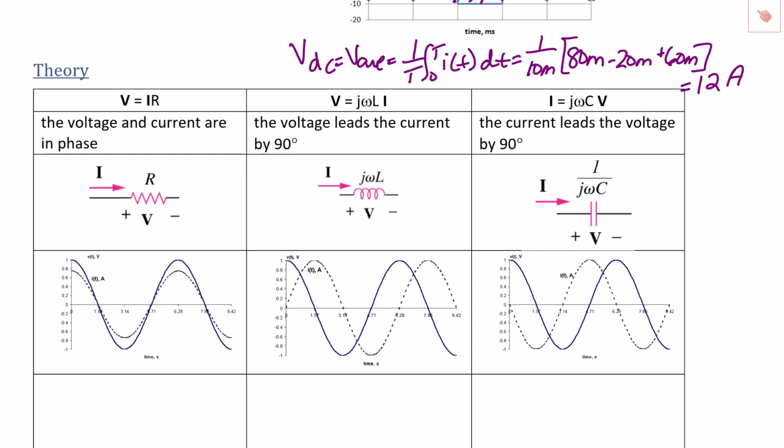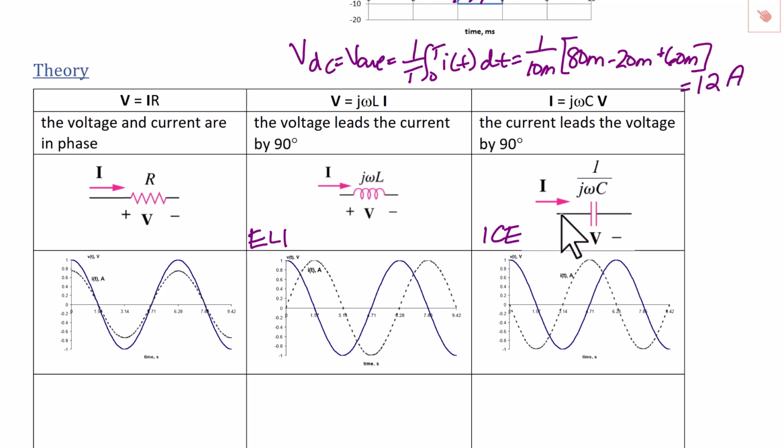Next we're going to find the impedance for a resistor, inductor, and capacitor by looking at how they respond to a sinusoid. First you'll see that voltage and current are in phase for a resistor, so V equals I times R. And ELI: voltage leads the current by 90 degrees for an inductor, and ICE: the current lags the voltage by 90 degrees for a capacitor.